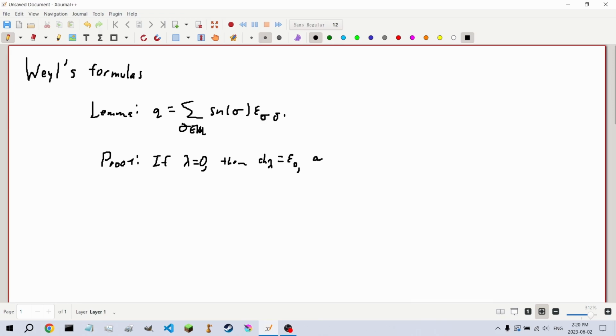And so by our old formula, Q convoluted with the character of lambda is the sum over the Weyl group of the sign of sigma times epsilon of sigma of lambda plus delta. We are done.